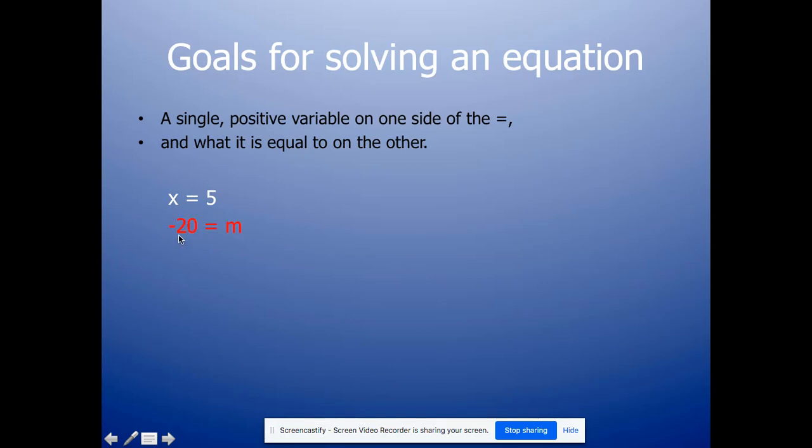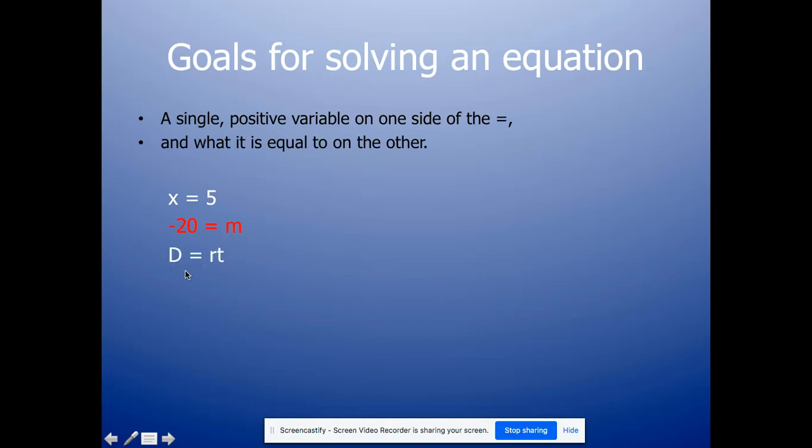Another example, we have negative 20 equals m. The difference between the second example here and the first example is that the variable is on the right side. The variable can be on the right side in this case, or on the left side in this case, and it would still be correct. It just has to have a coefficient of 1, a positive 1, right? No negative sign in front of it.